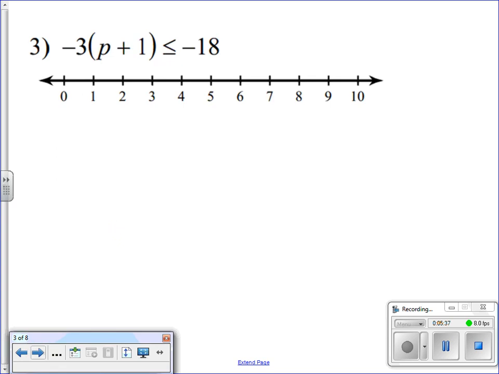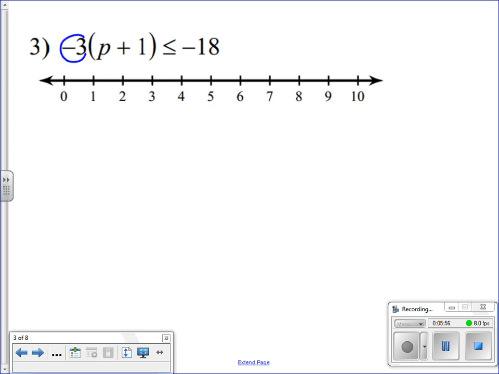Okay, next one. We have a little bit of a distribution here to do. This, again, is slightly more than what you're going to have to do when you are doing an inequality for Math 8. However, it is good practice for your equations and also your distributing. So we're going to go ahead and distribute there.